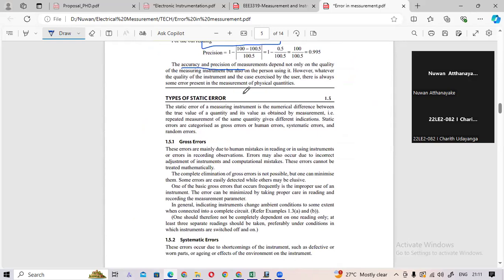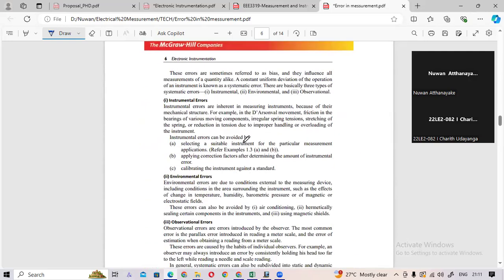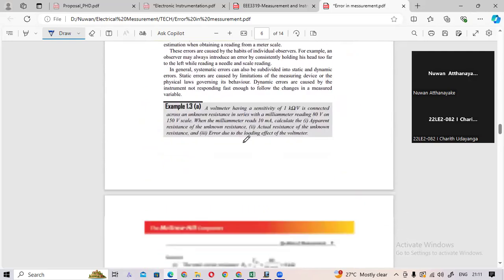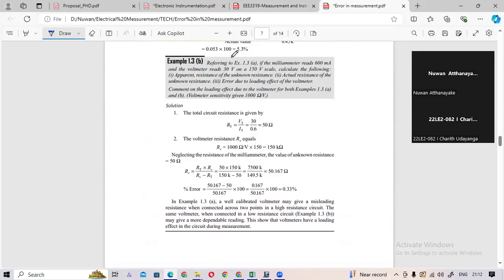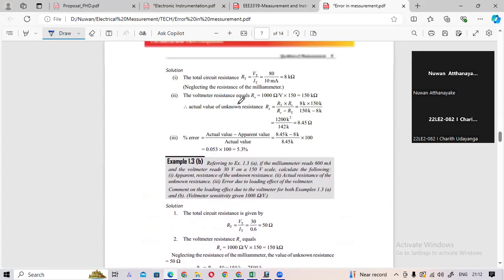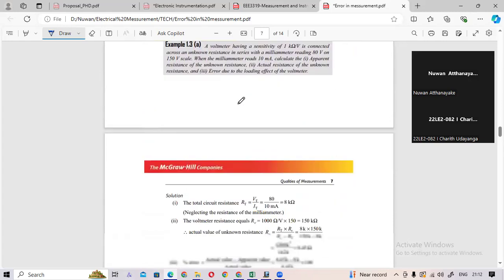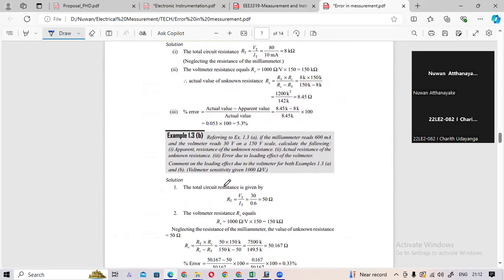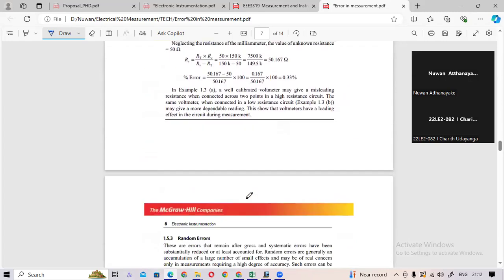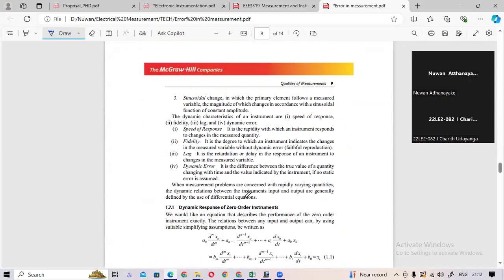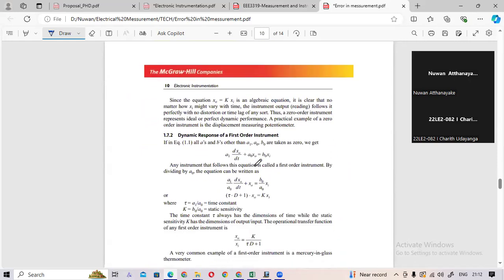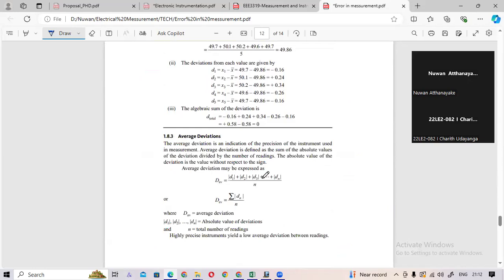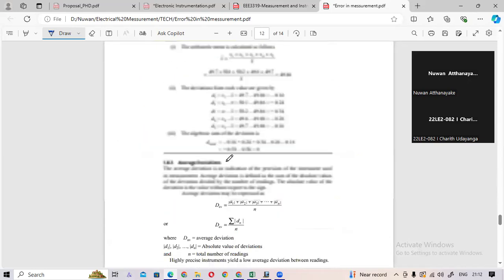Next week we will try to understand the types of static error we can see. Maybe you can understand this by yourself. Try to do this 1 or 2 examples. Maybe you can understand, the simple things are there actually. Maybe within next week we will try to finish this part, the quality of the measurement.